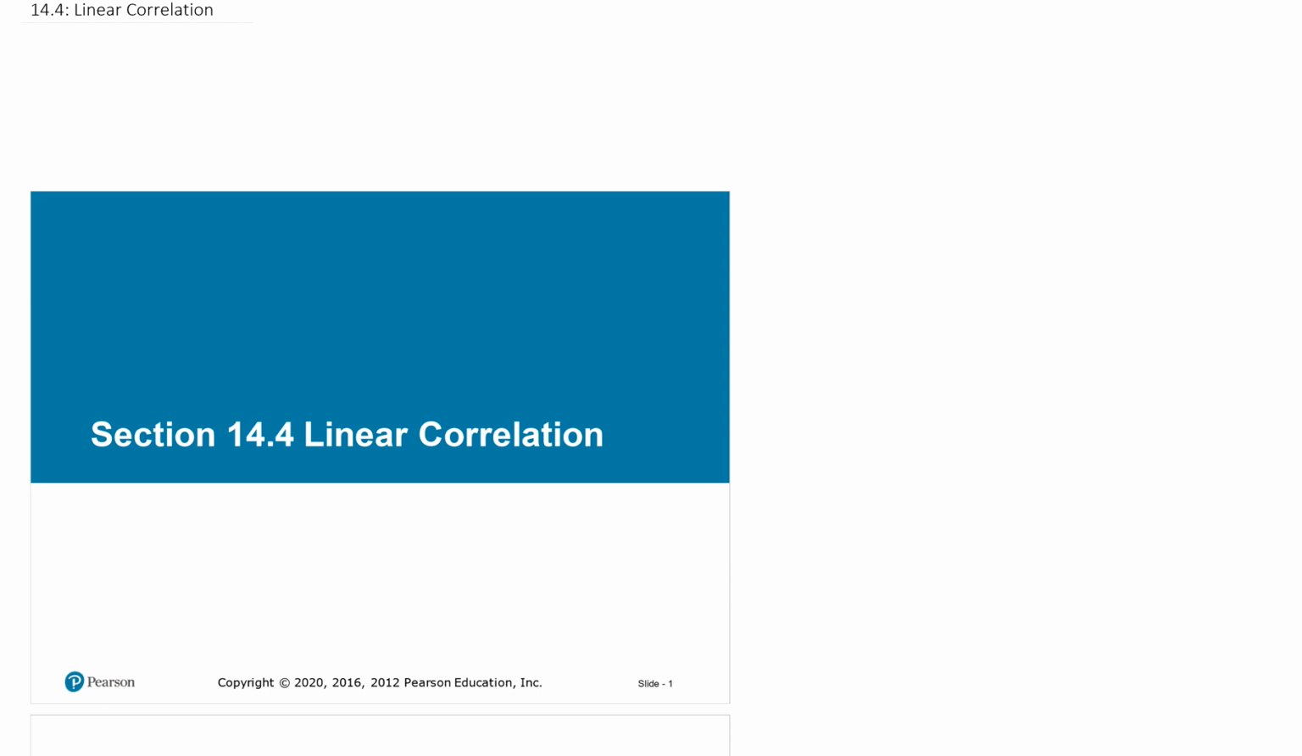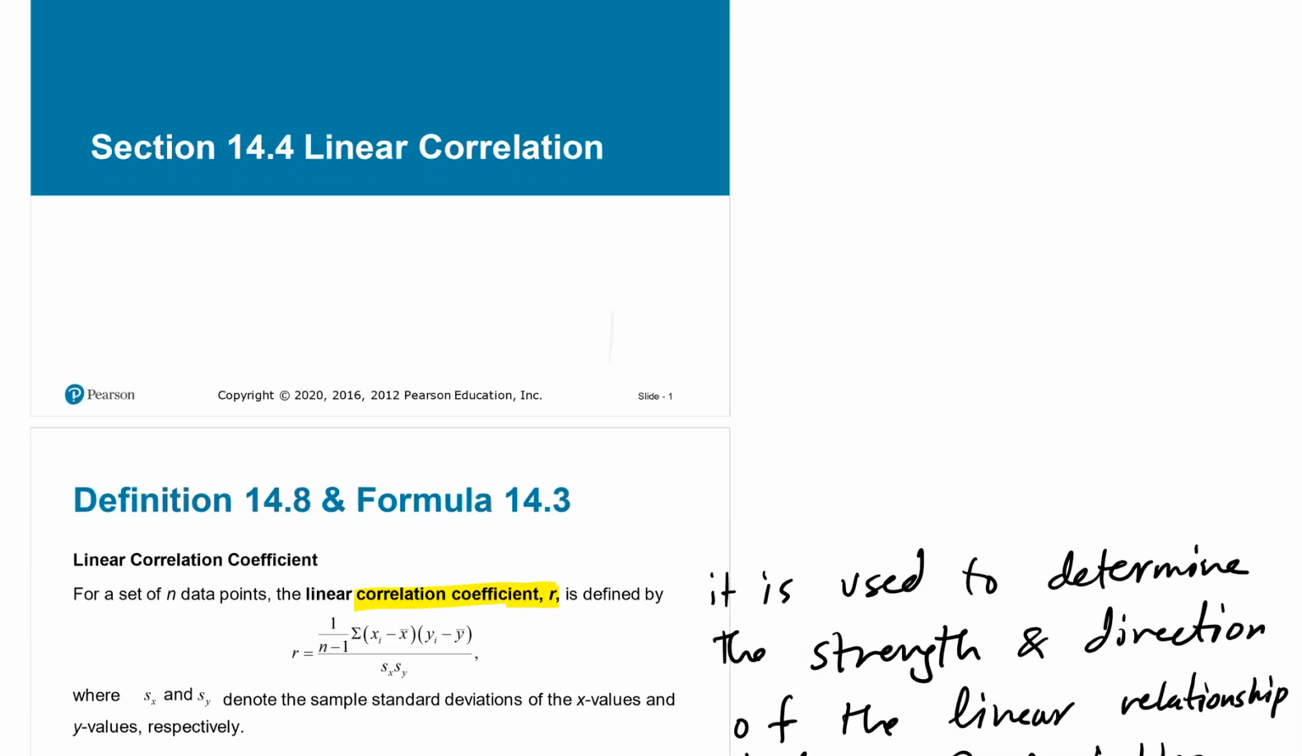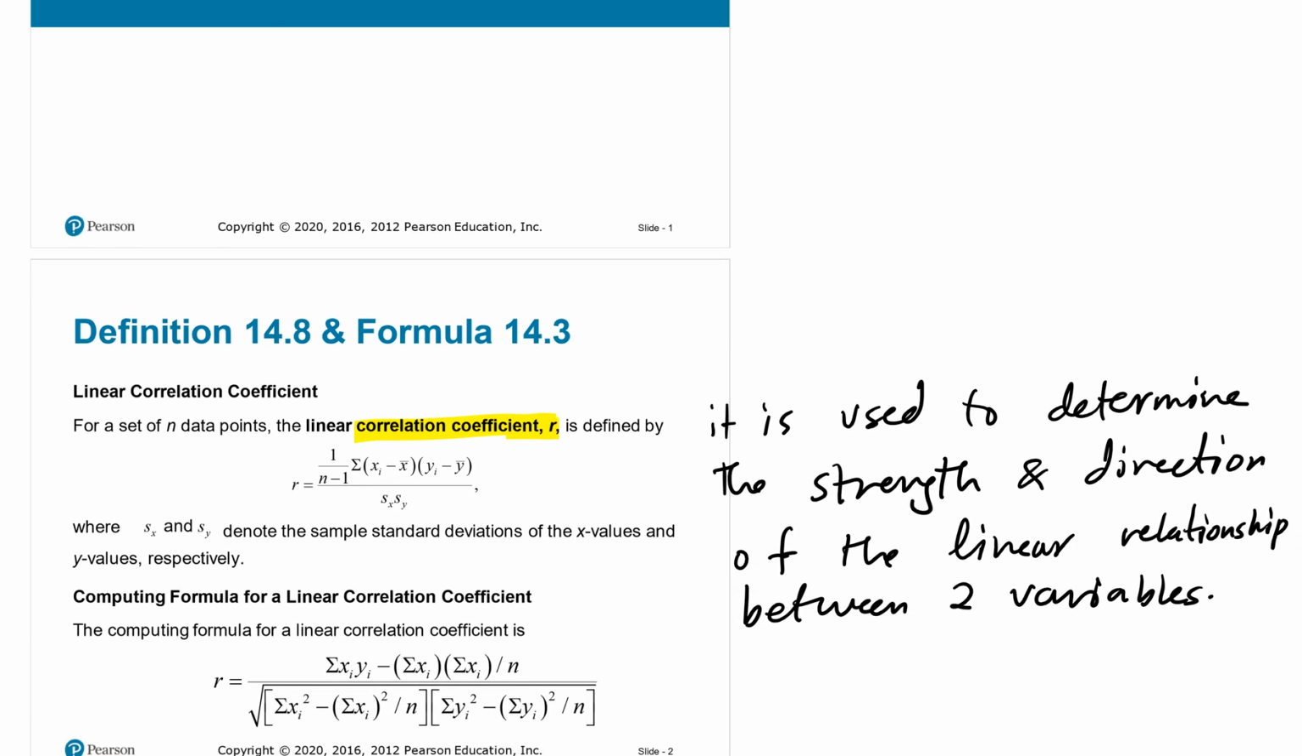Section 14.4, linear correlation. This is an easy and short section. In linear correlation, we have something called the correlation coefficient R. What does that do or tell us? It helps us determine the strength and the direction of the linear relationship between two variables.